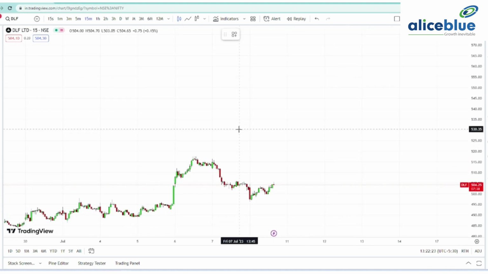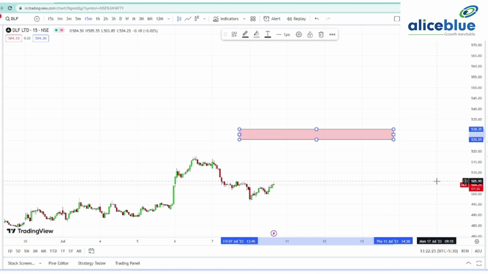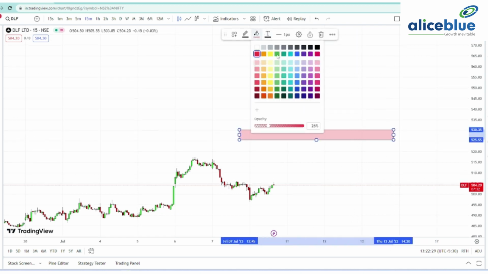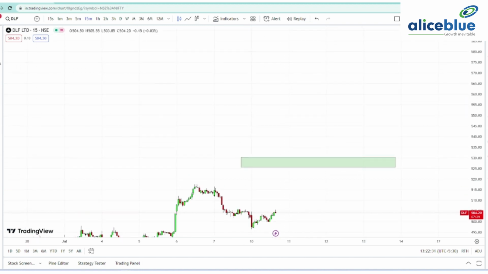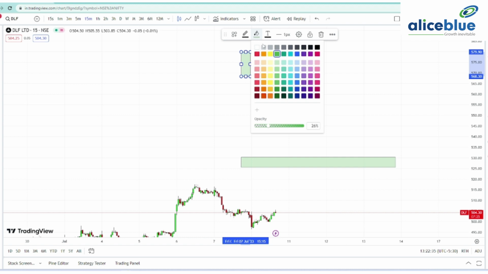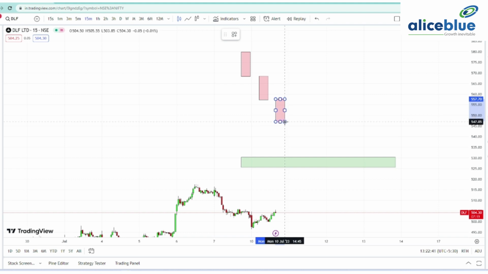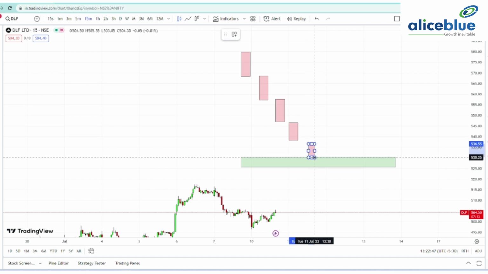Let's imagine the 530 to 524 level will act as a demand zone. Now the price is getting rejection and falling from the 580 level to the 530 level. It's completely in selling pressure.